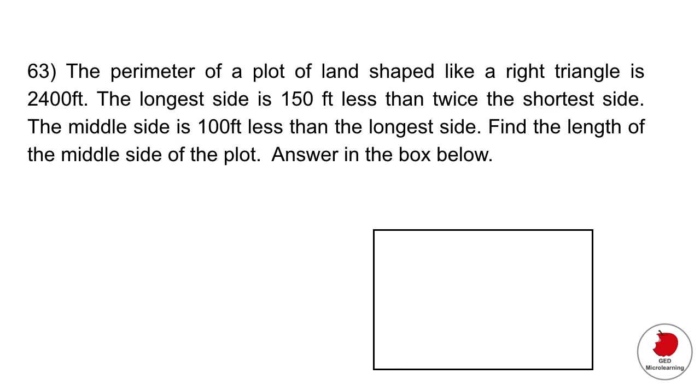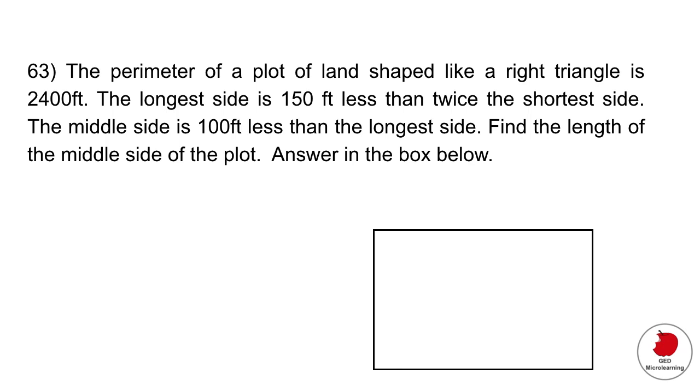Okay, so sometimes in the GED, aside from multiple choice questions or drop-down menu questions, you will have questions where they just ask you to put your answer in a box. Okay, so these are hard because you can't guess, basically. Okay, so it says, the perimeter of a plot of land shaped like a right triangle is 2,400 feet. The longest side is 150 less than twice the shortest side. The middle side is 100 feet less than the longest side. Find the length of the middle side of the plot.